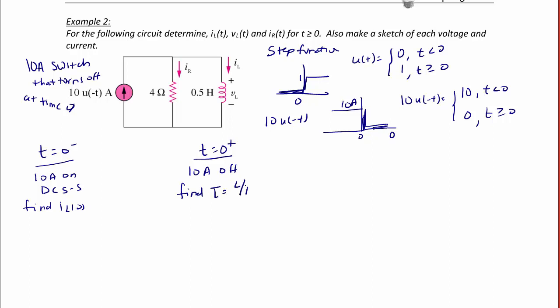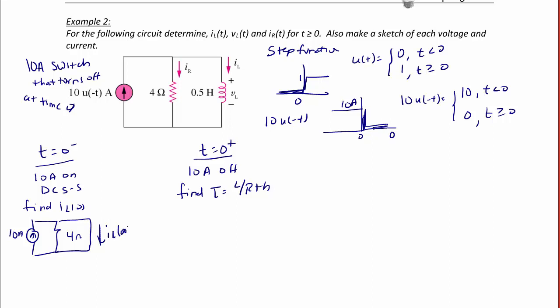So under DC steady state, an inductor looks like a short circuit. So I'm going to have 10 amps, a 4 ohm resistor, and a wire. And the current through that wire is IL of 0.